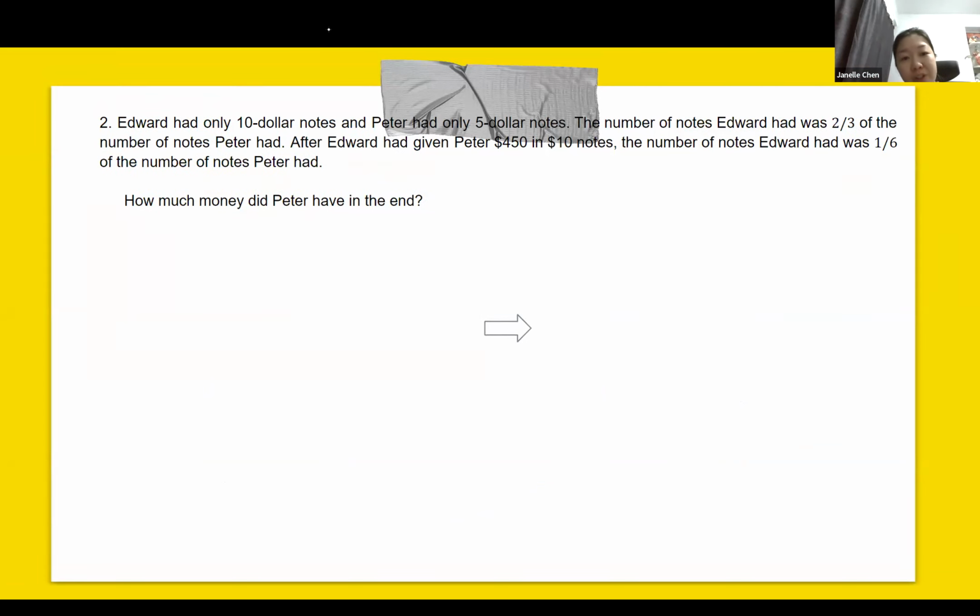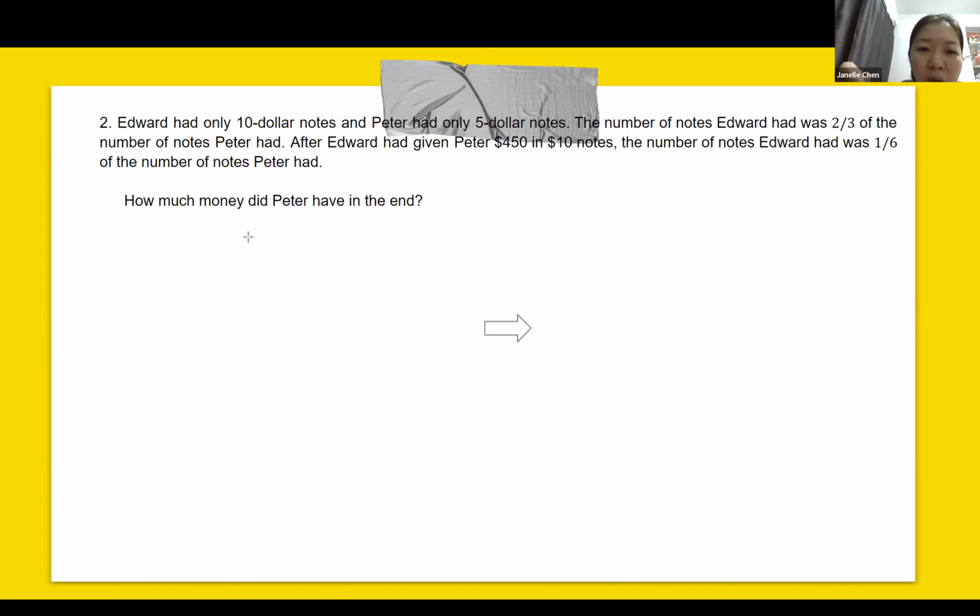It's still a before and after. But this one will be a 5-mark question for P5 and P6. So it's money. For the start, Edward has only $10 notes. Peter has only $5 notes. The number of notes Edward had was 2/3 of the number of notes Peter had. Then after Edward had given Peter $450 in $10 notes, the number of notes Edward had was 1/6 of the number of notes Peter had. Okay, looks very confusing, right?